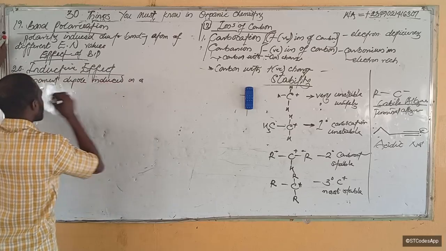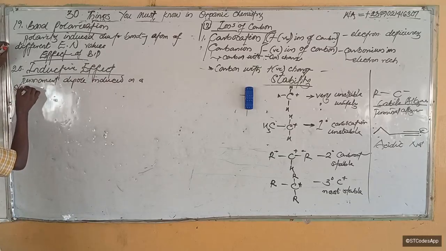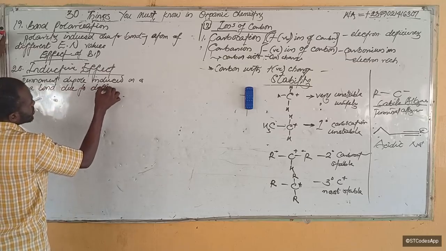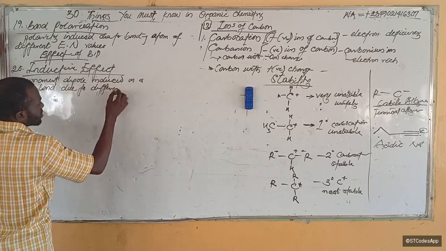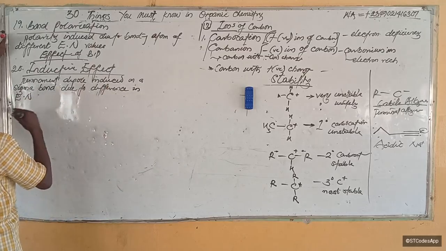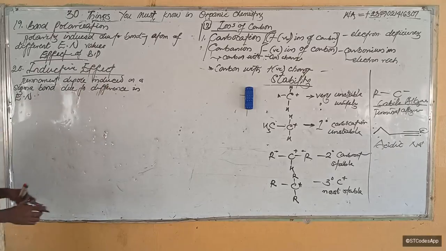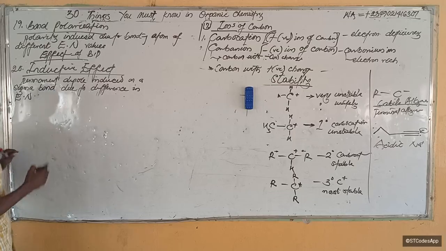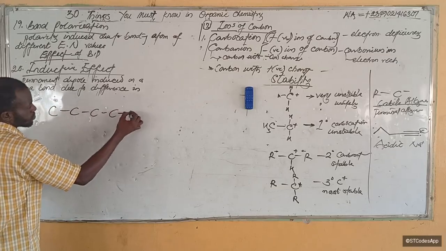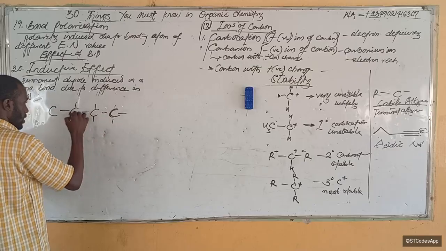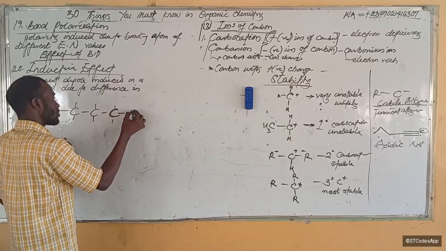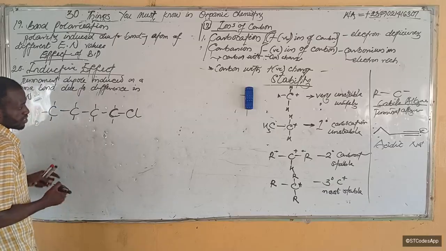The inductive effect is a permanent dipole induced on a sigma bond due to differences in electronegativity values of atoms, of bonding atoms. So for example, let's now talk about the inductive effect properly. Let's say in our moiety we have this carbon, and it is bonded to, let's use chlorine, a good electronegative element.